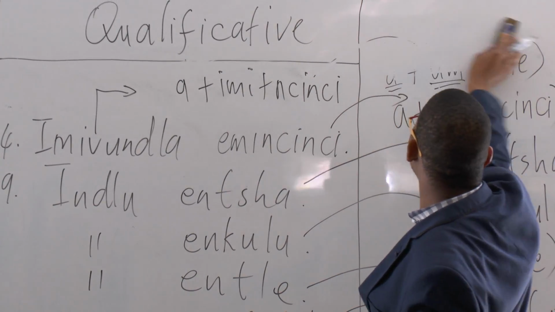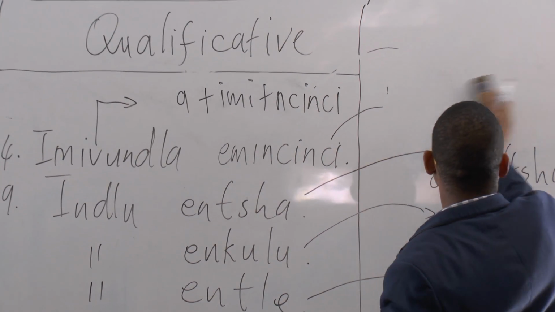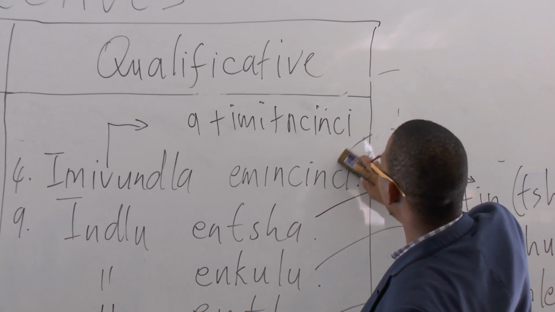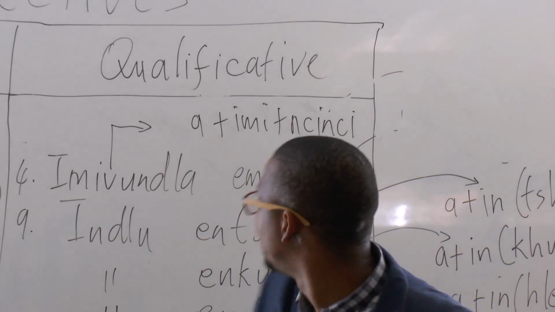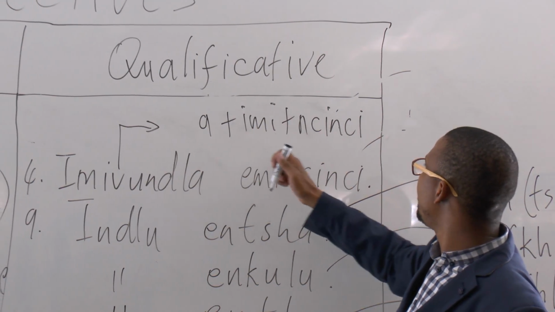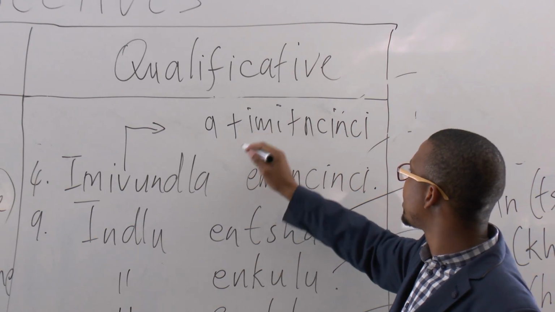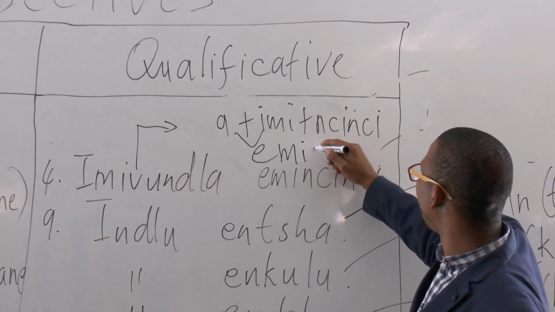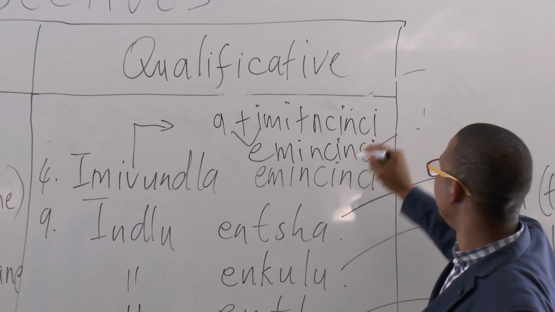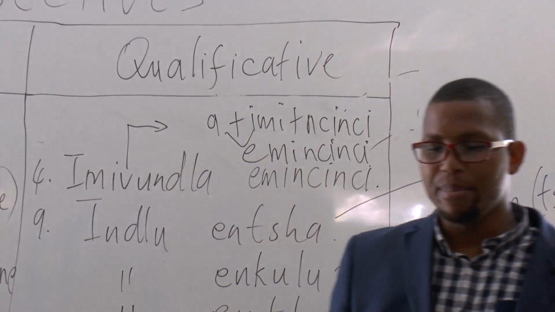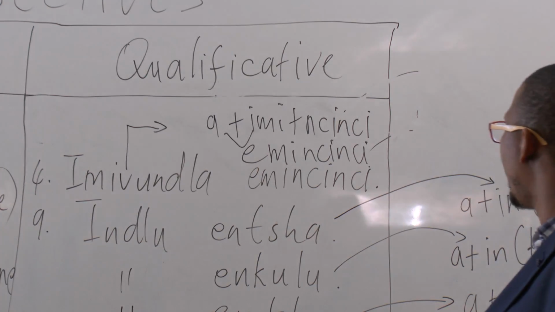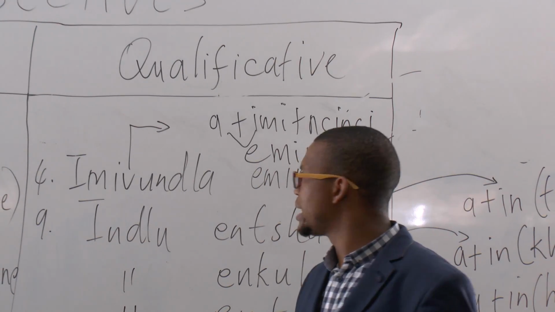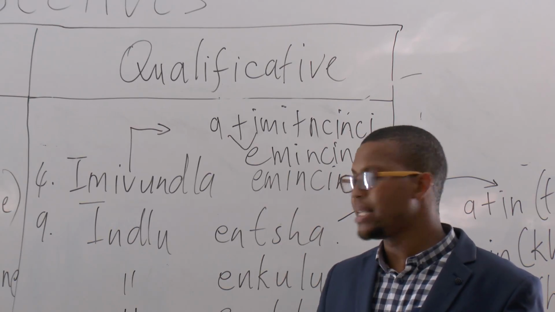Imivundla emincinci. Okay, it's A plus imi plus minci. Then A plus I gives us I, followed by me, followed by minci. Imivundla emincinci. Okay, we could do the same with class 6.